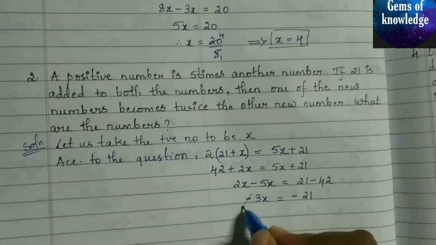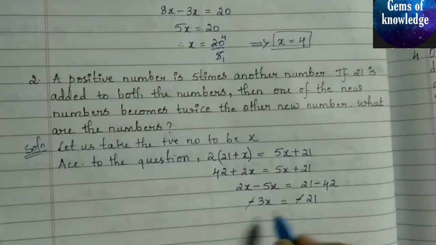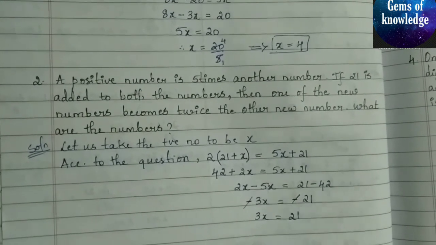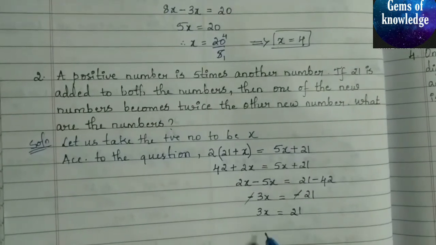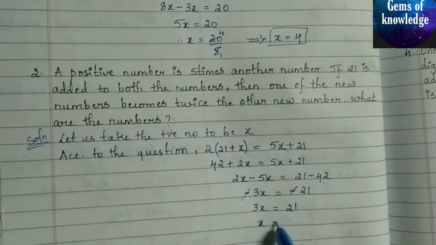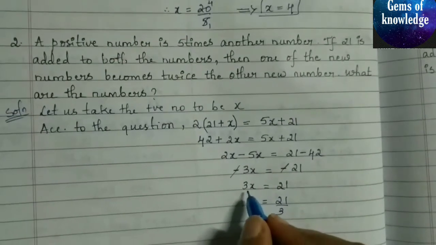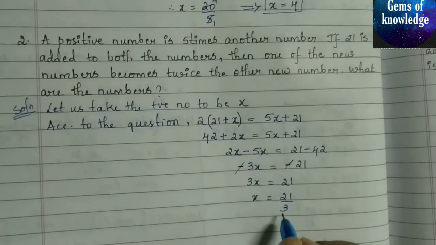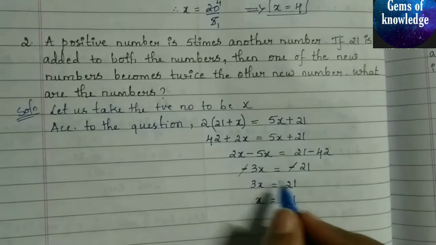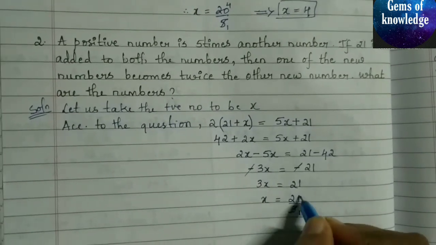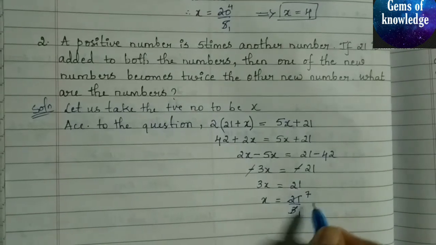So both side minus signs will be cancelled. We are left with 3x is equal to 21. Next we will get x is equal to 21 divided by 3, since when we bring this 3 to this side, it will change from a multiplication sign to a division sign. So now 3 ones are 3, 3 sevens are 21.